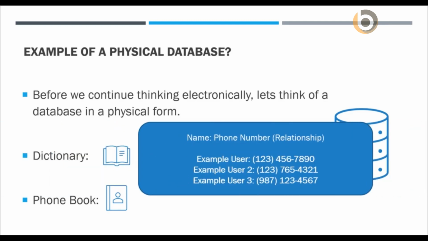Another example of a physical database is a phone book. A phone book has a name and phone number relationship. So in this example, we have an example user who has a phone number of 123-456-789, example user 2 who has 123-765-4321, and lastly a user 3 which also has a phone number. Again, what we are seeing here is the idea of a piece of data having additional data. Each word or example user has a definition or phone number attached.